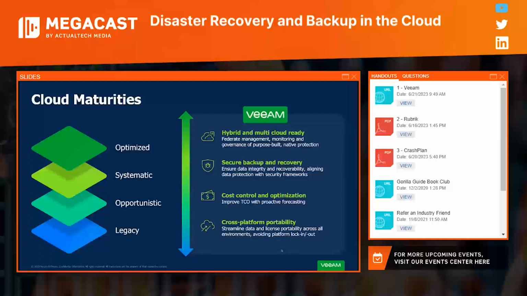Another big thing we're seeing is folks wanting to improve their total cost of ownership in the public cloud, right? It's a very different model. It's pay as you go, billed in arrears, but things like bill shock and overspend are named for a reason.